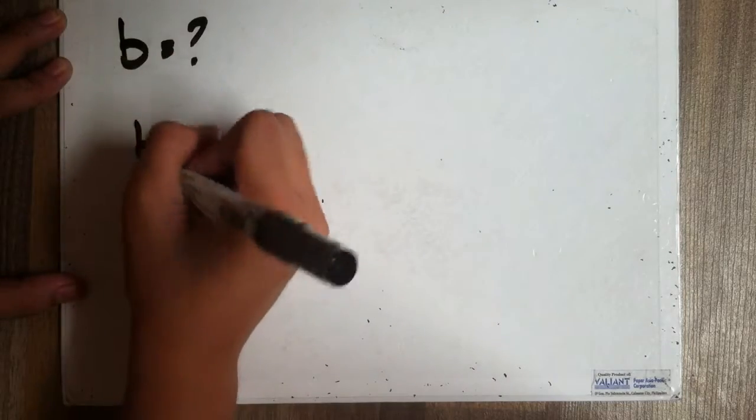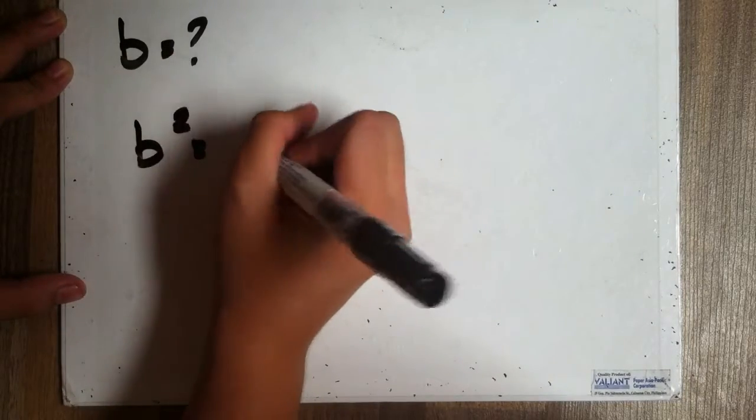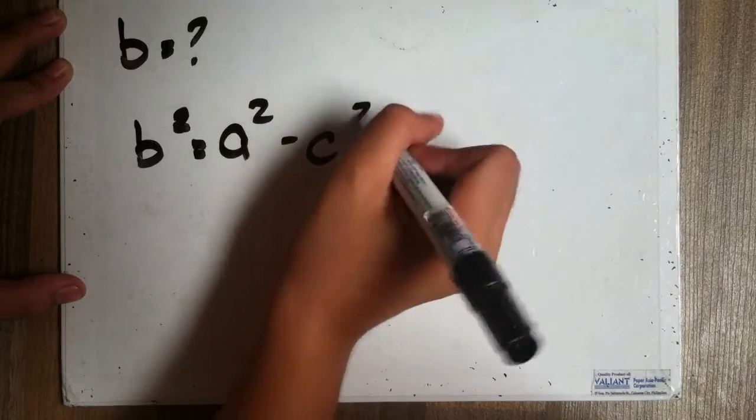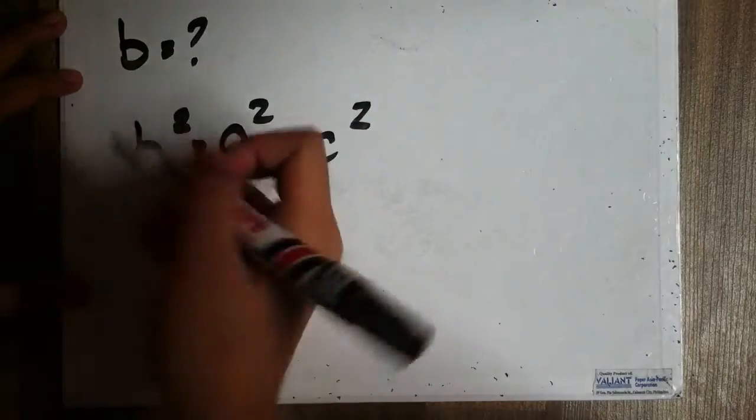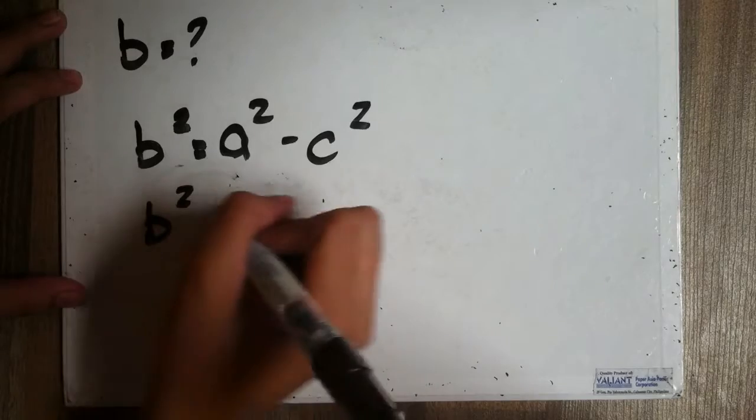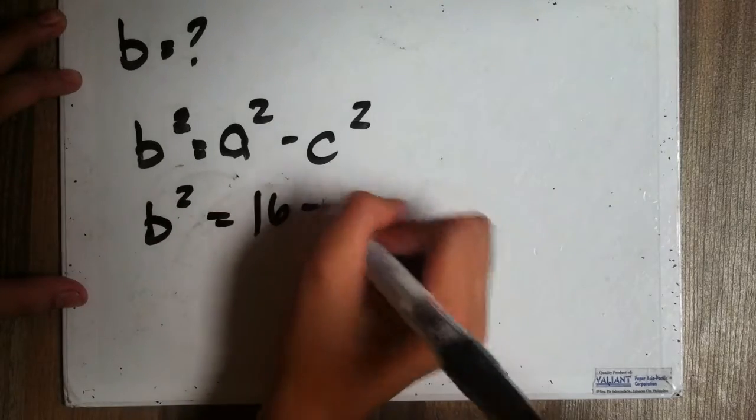We then use the formula a squared is equal to b squared plus c squared, then derive it once again, it becomes b squared is equal to a squared minus c squared. Then we substitute.